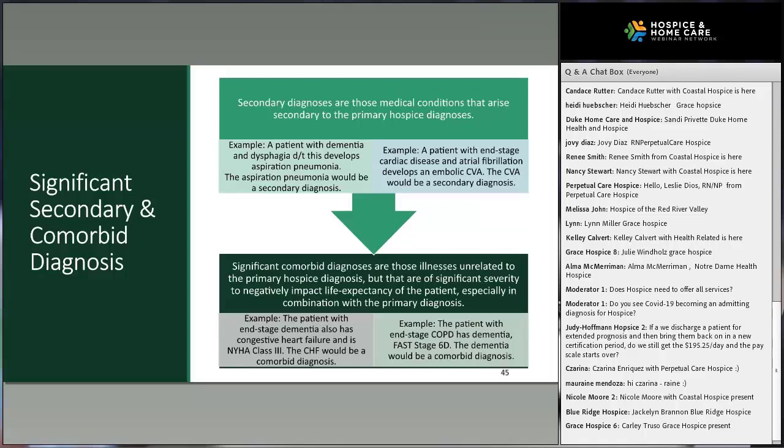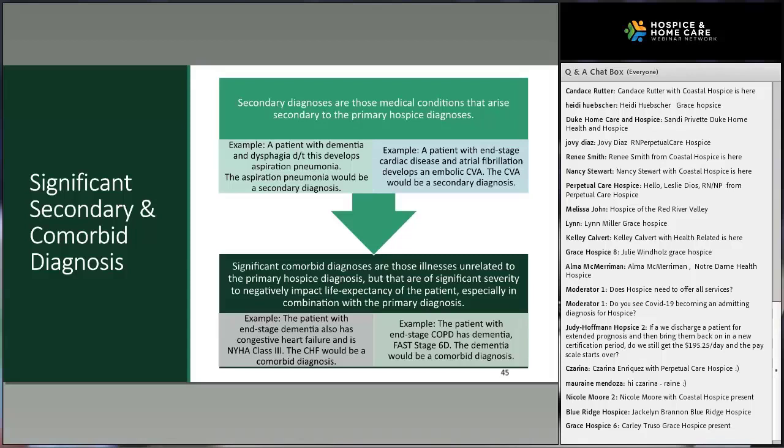Another example would be a patient with end-stage cardiac disease, AFib, and they develop a CVA. The CVA then would be the secondary diagnosis. So I certainly hope you see how you're trying to build this. It's kind of like, this occurred because it was related to that, and that's actually how you're building your case for hospice. And that's on a secondary diagnosis.